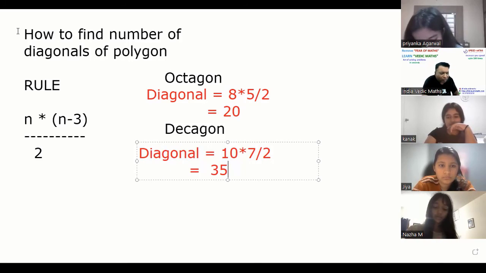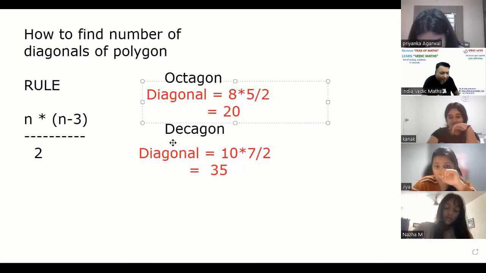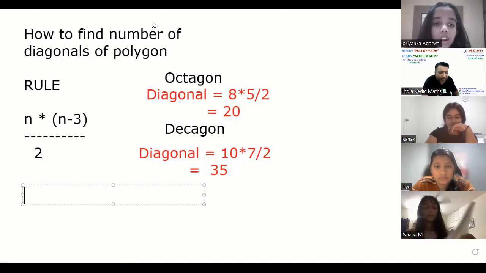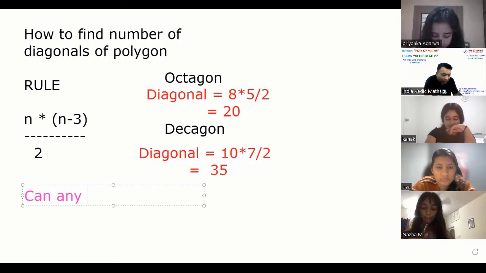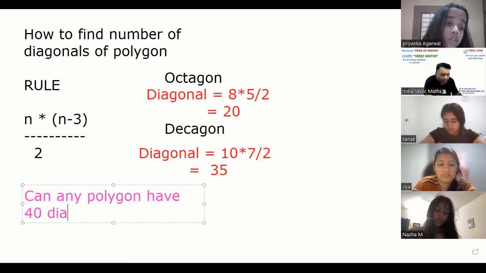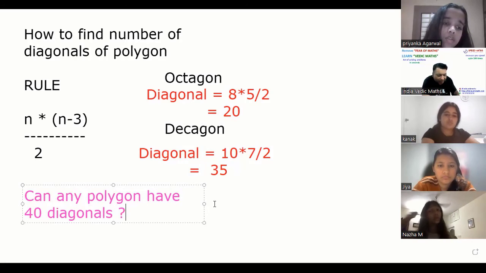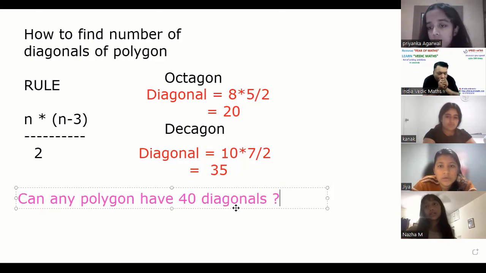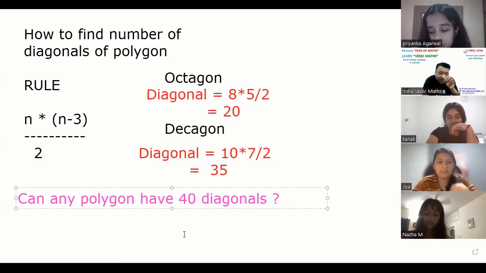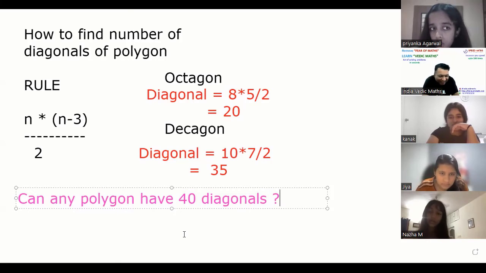Now, what I want you to find out is this question. I'm going to write the question in pink at the bottom. You have to tell me yes, no, why. Can any polygon have 40 diagonals? Yes, no, why? Try, everybody. Can any polygon have 40 diagonals? When I say 40, I mean exactly 40, not more, not less, okay?